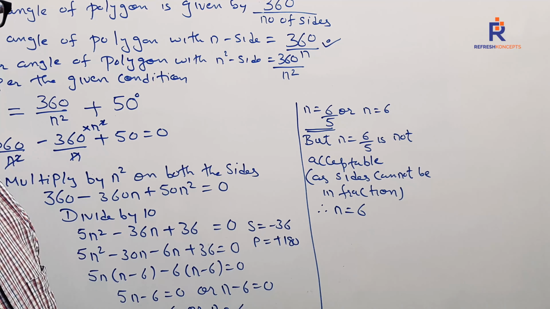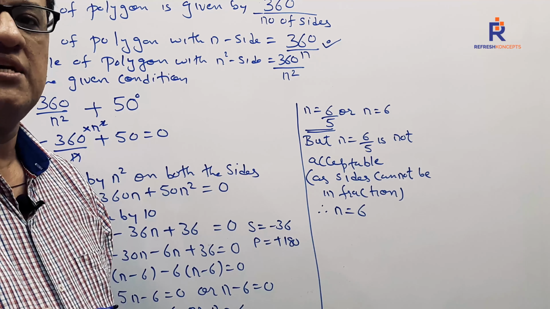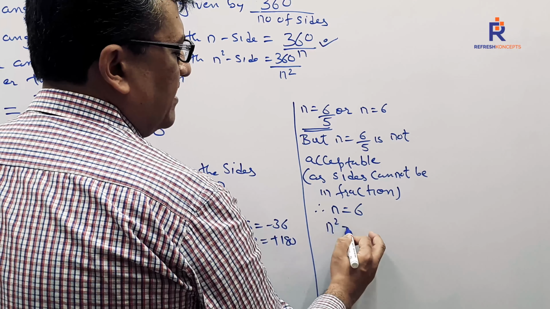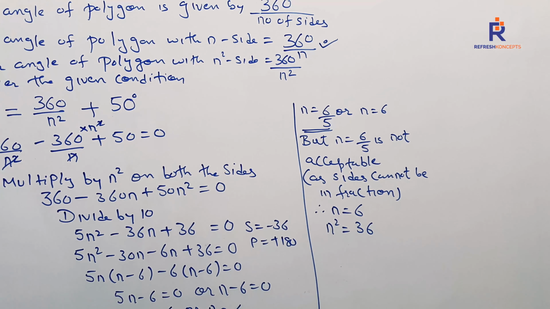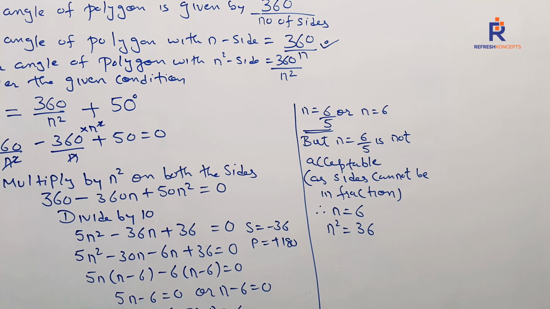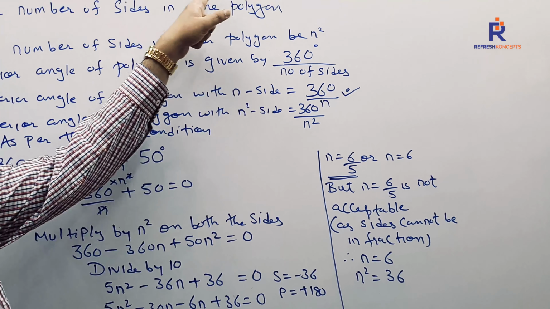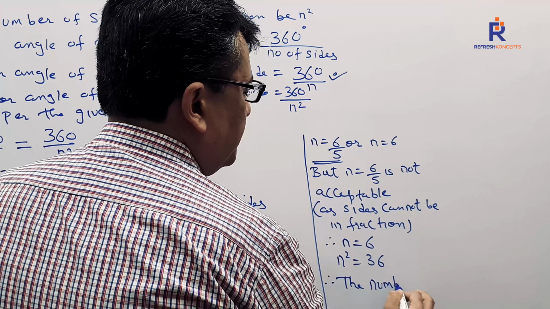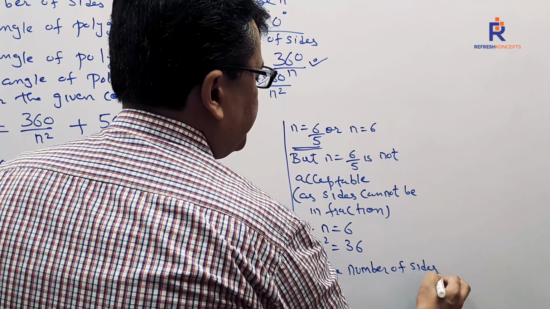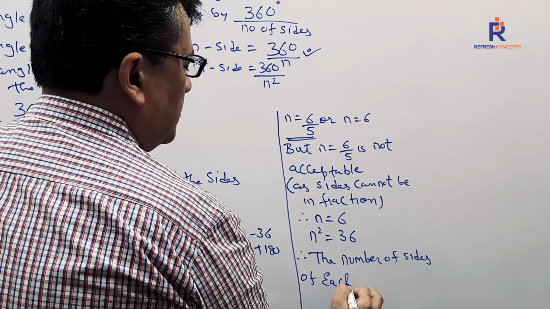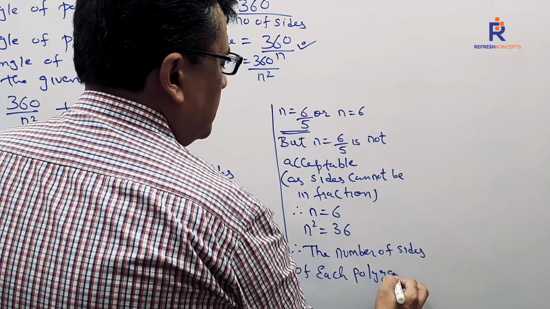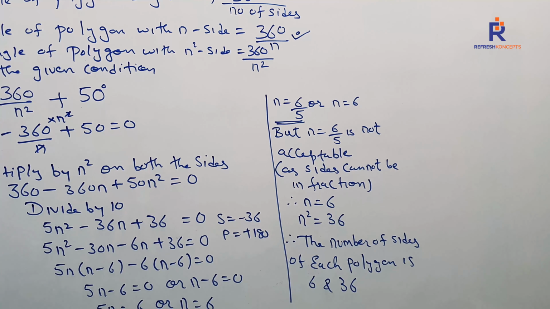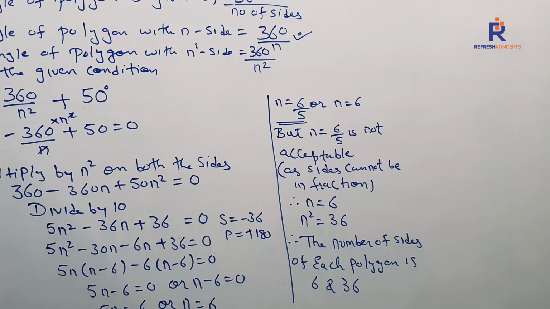Mind you, those who feel that they are done with the sum, no, we had two polygons, one with n, another with n square. So if n is 6, n square is 36. That's what they demanded. Find the number of sides of each polygon. Therefore, the number of sides of each polygon is 6 and 36.